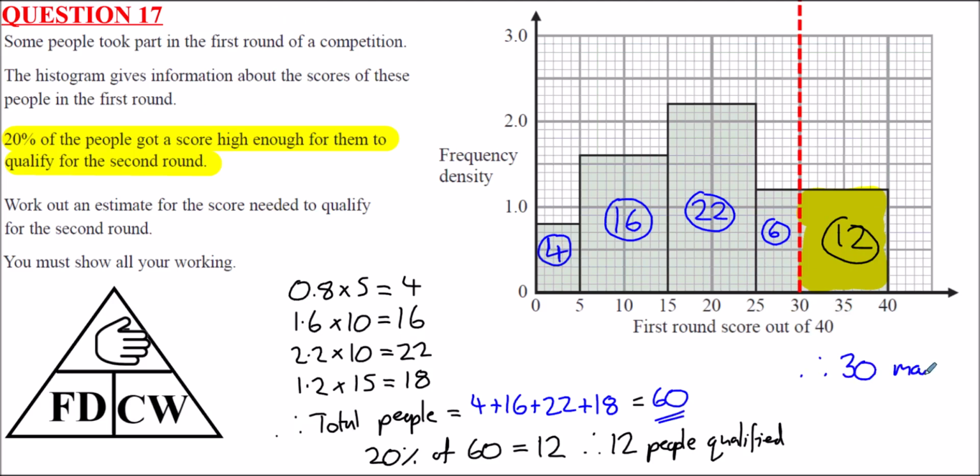We don't know for definite, because we're not told any exact marks here, but all we do know is we're using this as an estimate, and that's the best we can do. So 30 marks are required is our best estimate for the score needed.